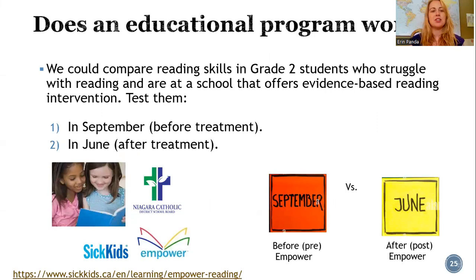One way that we could attempt to determine whether an educational program works would be to compare reading skills in kids, let's say grade 2 kids who are identified as struggling readers and who are receiving intervention in their schools. We could test them at the beginning and end of the program.